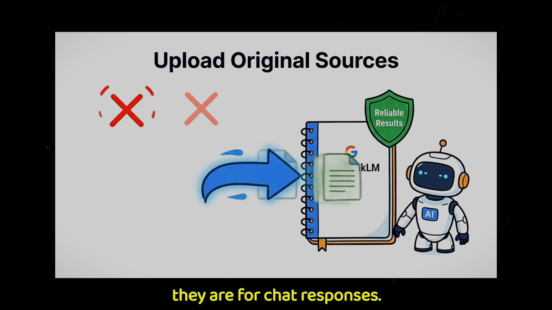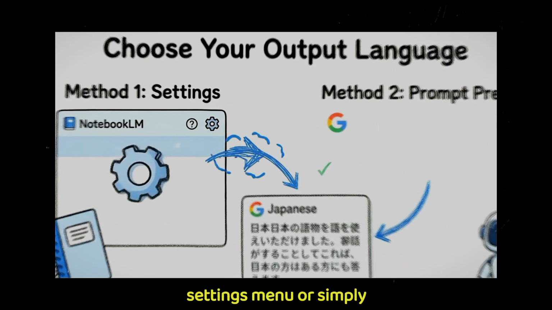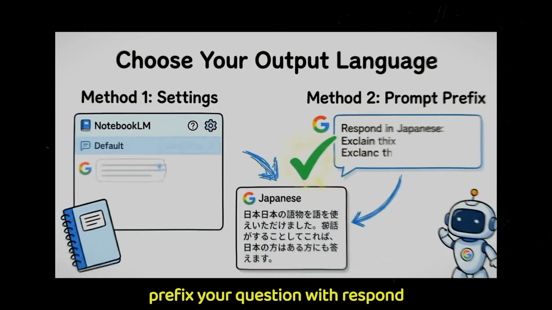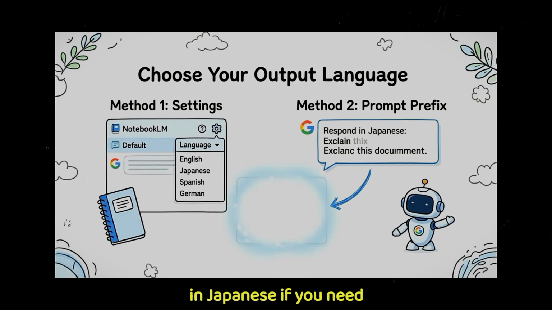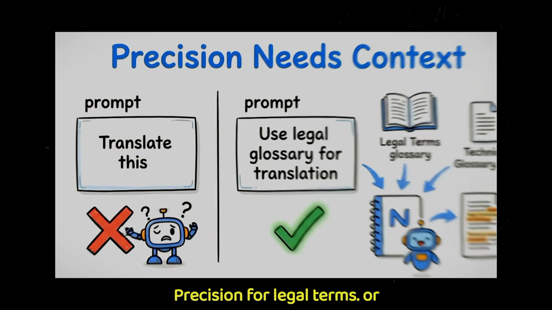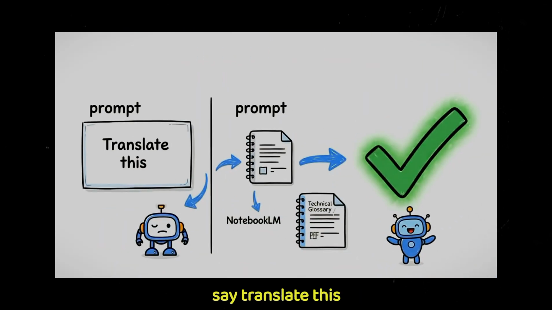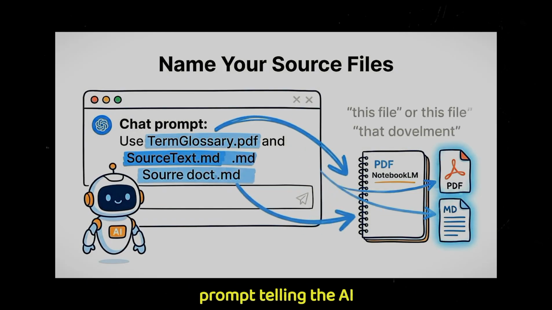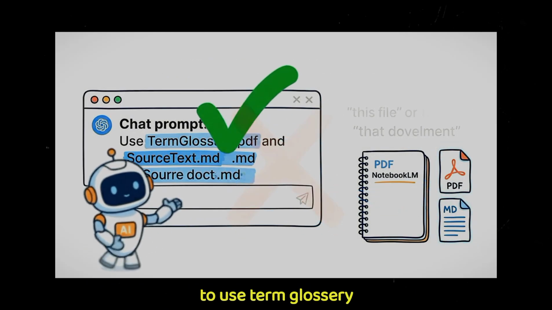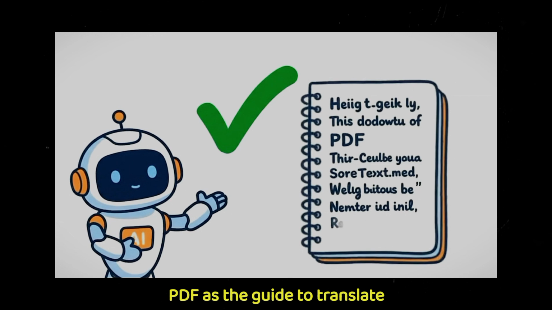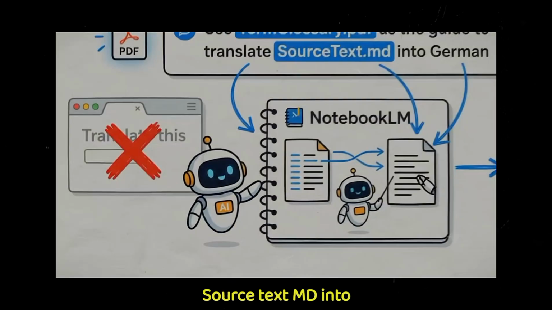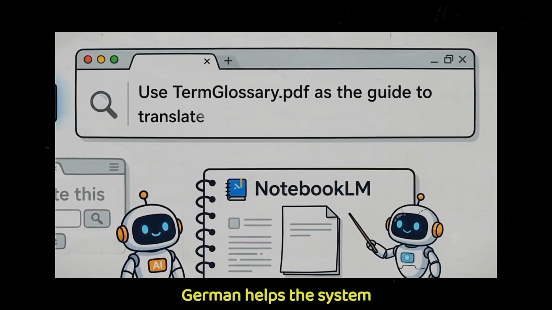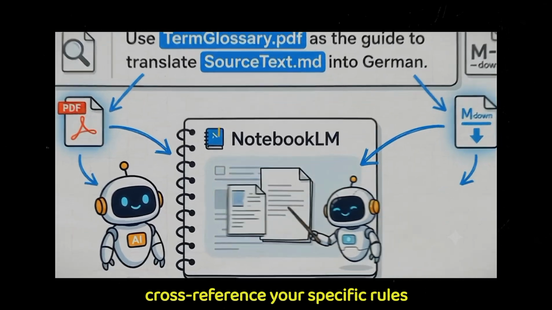For chat responses, you can set your output language in the settings menu, or simply prefix your question with "Respond in Japanese." If you need precision for legal terms or technical glossaries, do not just say, "Translate this." Explicitly name your source files in the prompt, telling the AI to use term glossary, PDF, as the guide to translate source text, MD, into German. Helps the system cross-reference your specific rules.